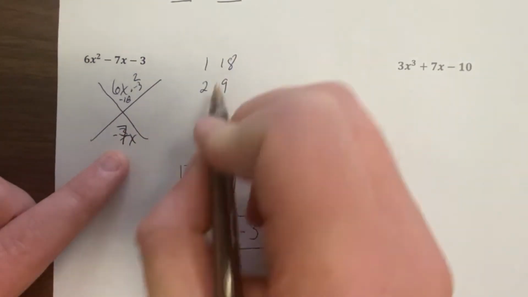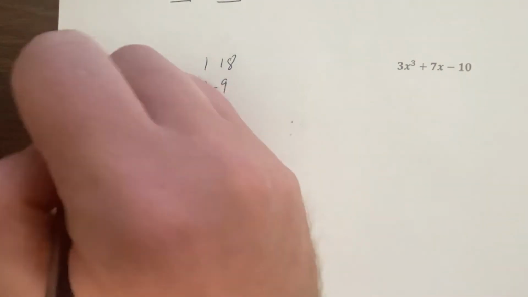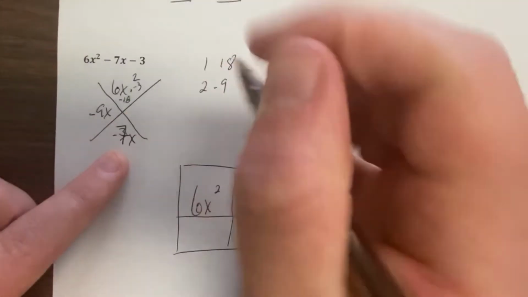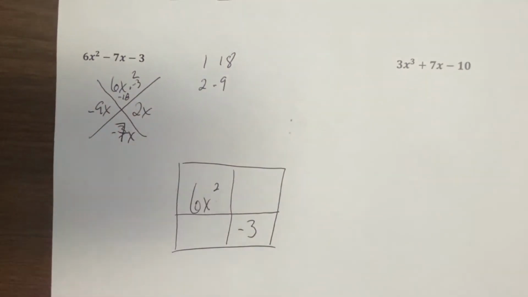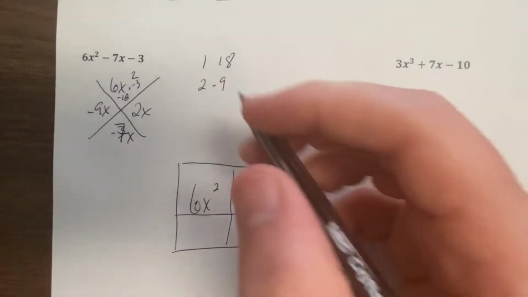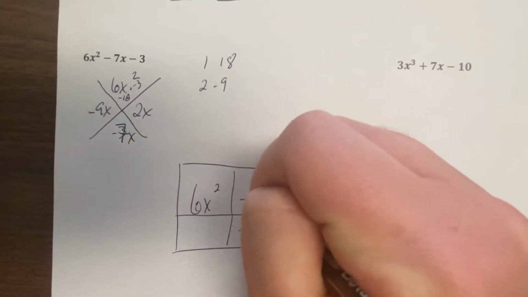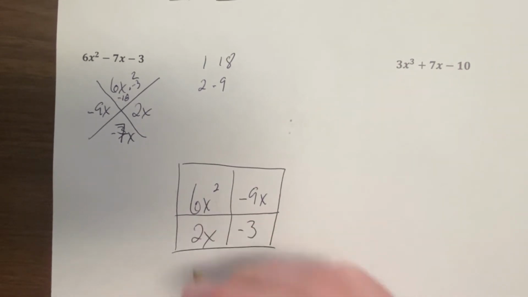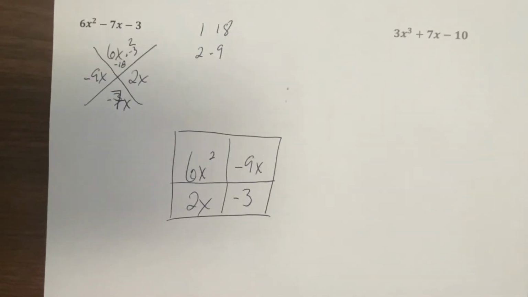We have a negative 18, we've got to get to negative 7, so it looks like I'm going to deal with a negative 9x and a positive 2x. Those 2 numbers are going to fill in the rest of the box. Now that you've got the box complete, we need to pull the GCFs out.